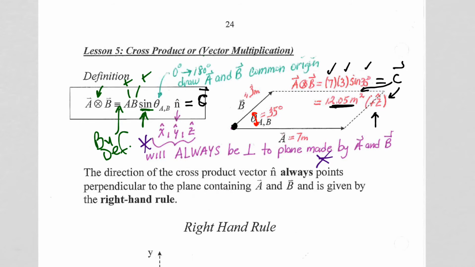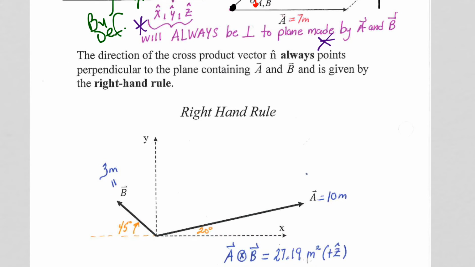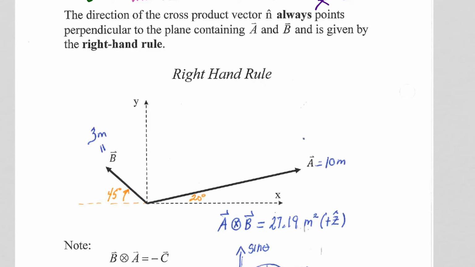All right, so let's take a look at another example here. If you were given that vector A is 10 meters, and vector B is 3, and you're told that vector A is 20 degrees from the x-axis, and vector B is 45 from the negative x-axis, so those are the angles you're given in the problem. You're given the magnitudes, 10 and 3, and you're asked to take the cross product. So we want to get, what does that vector C look like from our cross product?